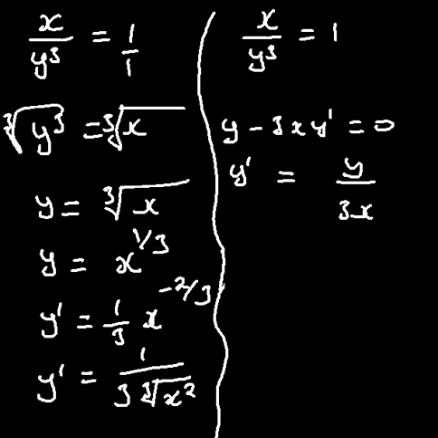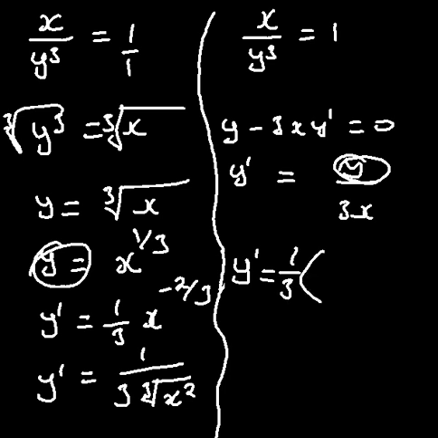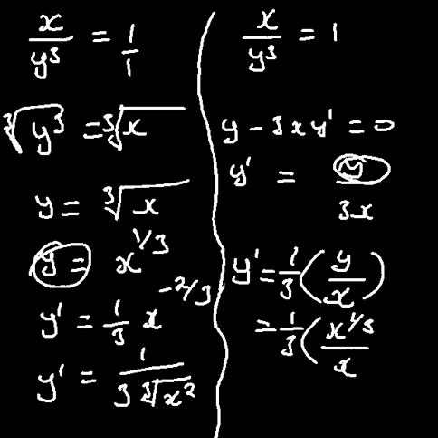But I should have to understand that this y is the same as this y. If that is the case, then we'll have y prime is equal to 1 over 3 times y over x. So in that case we'll have 1 over 3 times, what is the y? We have it as x to the power 1 over 3, so there should be x to the power 1 over 3 over x, like that.